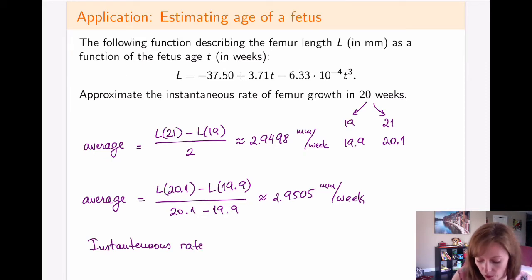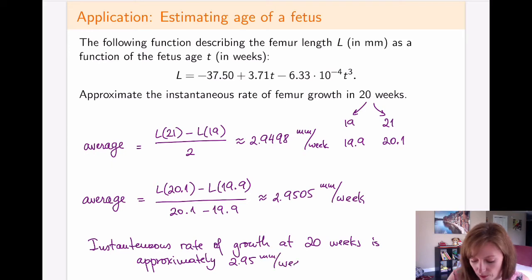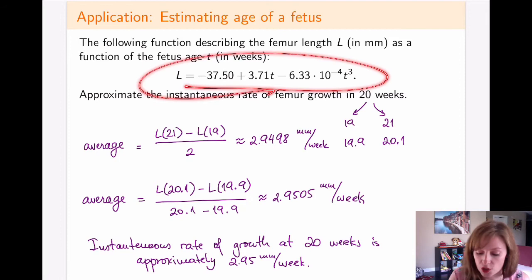So I can be fairly certain in saying that the instantaneous rate of change in 20 weeks, the instantaneous rate of femur growth at 20 weeks is approximately 2.95 millimeters per week. Now the thing is, of course, none of that is exact, so I have to include the word approximately. One other thing to notice here is that this function is a polynomial.